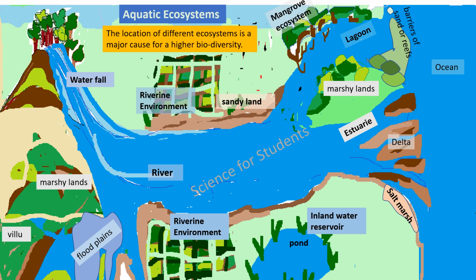And you can see lagoons. They are covered by sand or reef barriers from the ocean. Then mangrove ecosystems are there near these lagoons. Again, the brackish water is in these lagoons and estuaries. Then if we take the ocean, high diversity is there in the ocean and a high amount of salt is dissolved in the ocean.